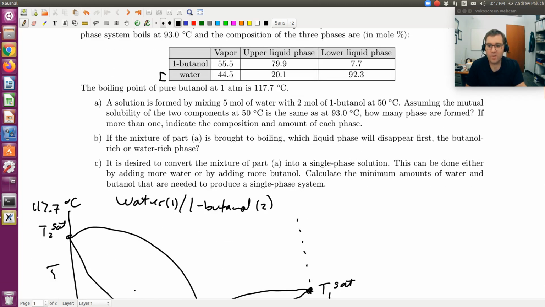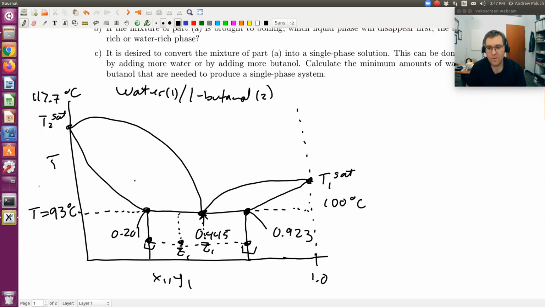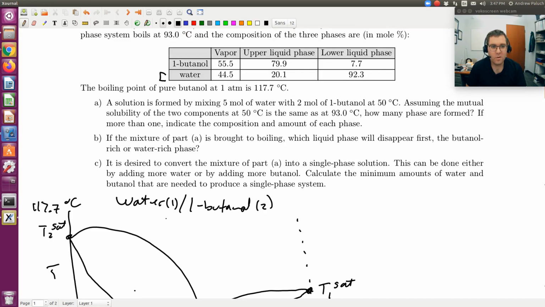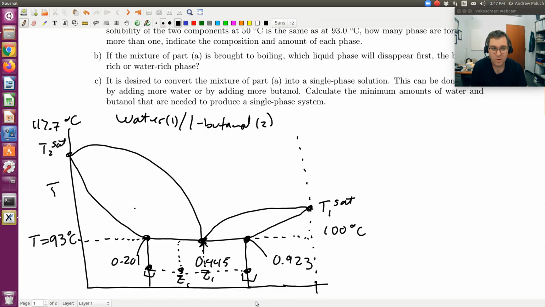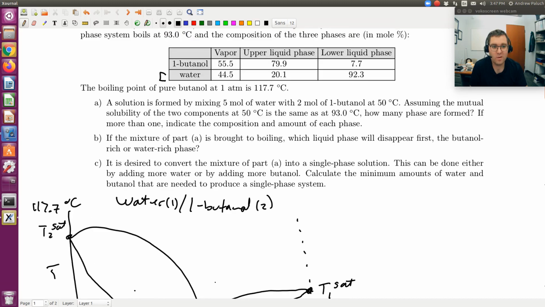And so then, in A, if we were to walk through this, the solution is formed by mixing 5 moles of water with 2 moles of butanol at 50 degrees C. So I'm at 50 degrees C, so I'm below that flat region. Assuming the mutual solubility of the two components at 50 degrees C is the same as at 93 degrees C. Okay, so that just means these phase boundaries are vertical. Mutual solubility at the azeotropic temperature would be the same as those at 50 degrees C.